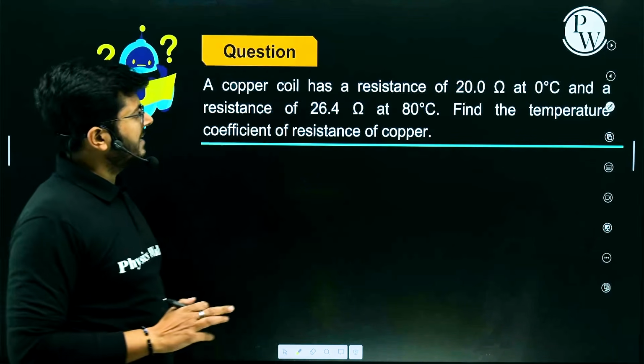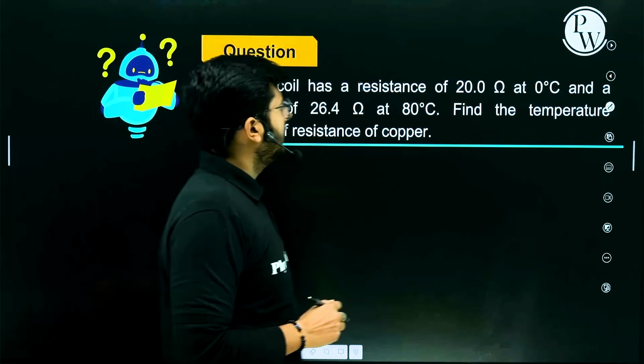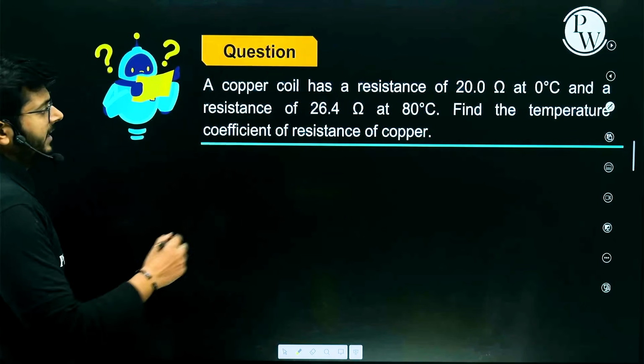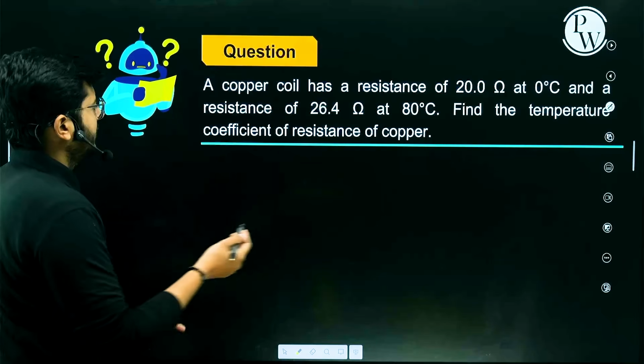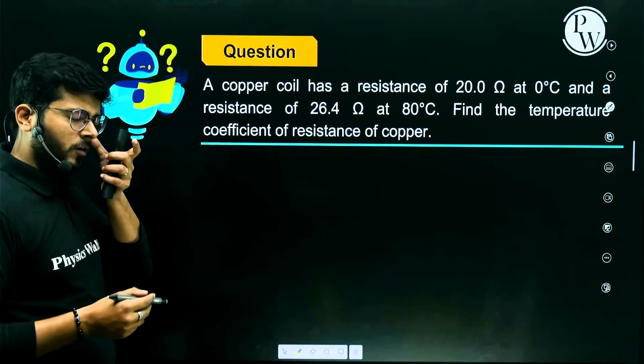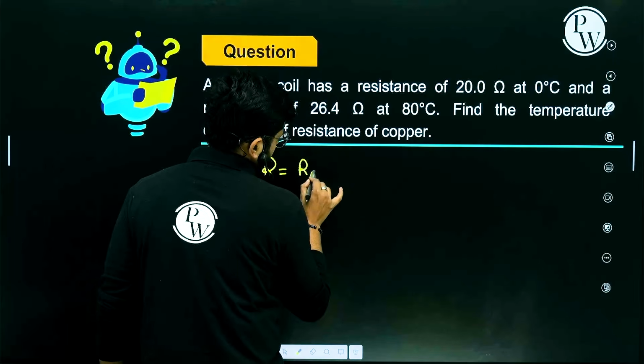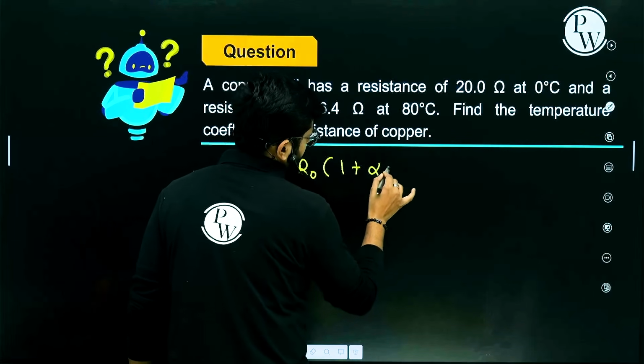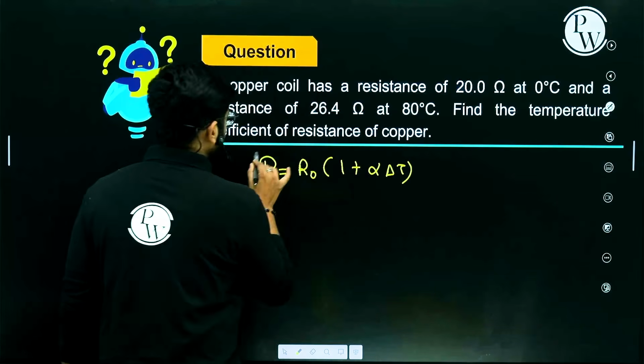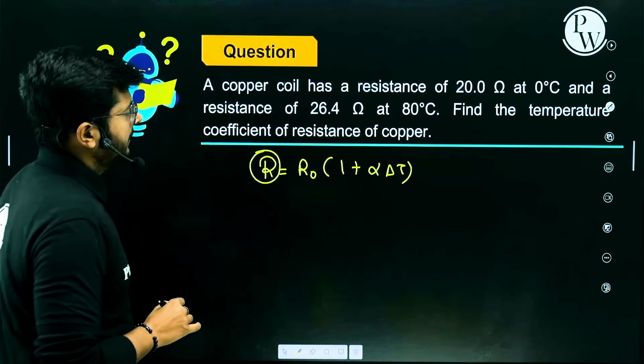A copper coil has a resistance of 20 ohm at 0 and has a resistance of 26 ohm at 80. Find the temperature coefficient of the resistance of copper. So very simple. R equals R naught (1 plus alpha delta T). So R is the resistance of the wire at temperature T.